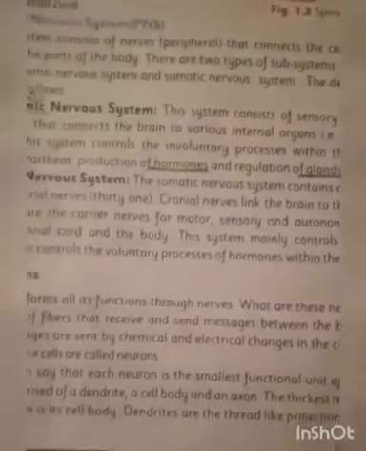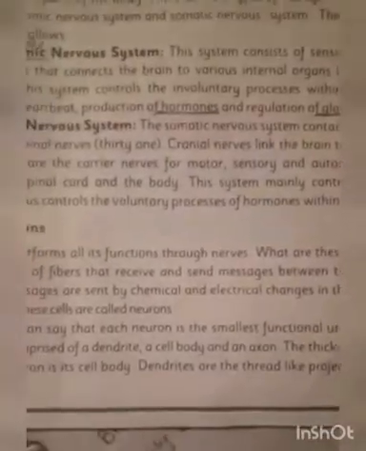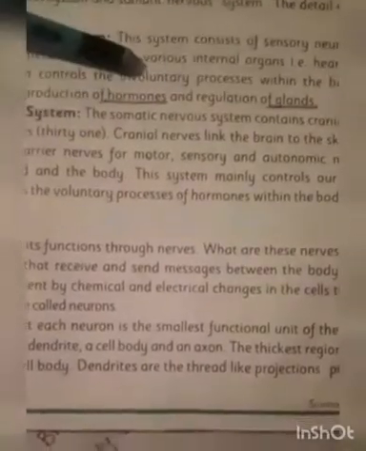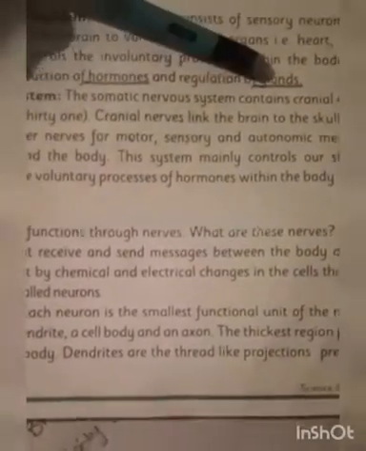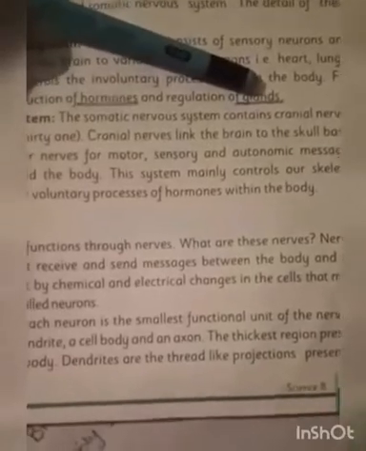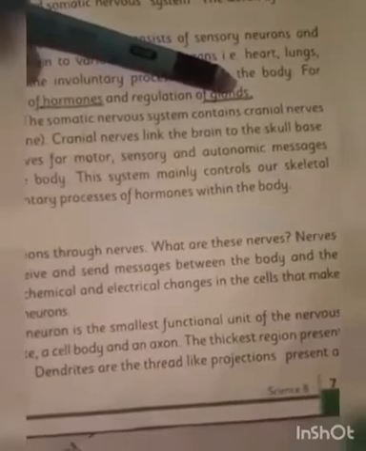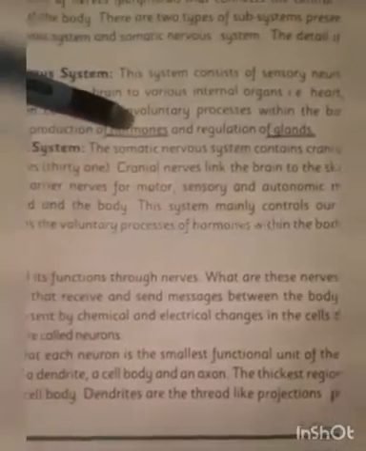Class, what are hormones and glands? Glands are special types of cells in your body, and glands produce special types of chemicals. Those chemicals are known as hormones. Glands are specialized cells present inside your body, and they produce special chemicals or fluids, which are known as hormones.